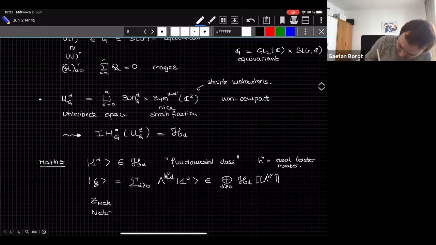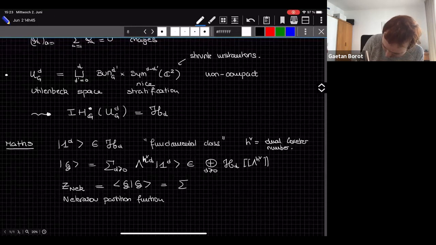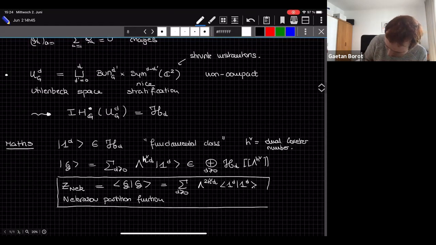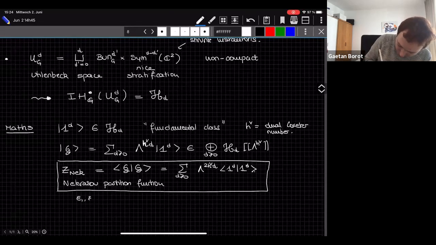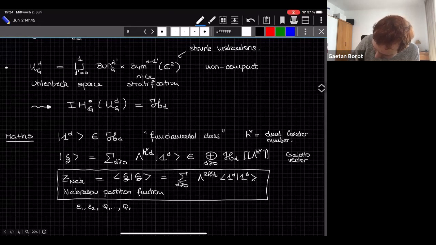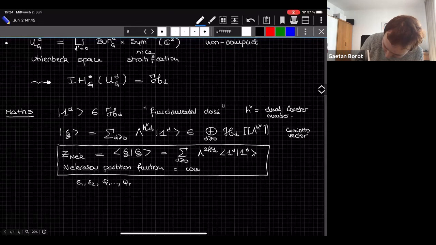instanton partition function, which is also called the Nekrasov partition function, would be defined as the norm for the intersection pairing inside this cohomology ring of this G. So the different D don't talk to each other. So what I have is lambda to the 2 dual Coxeter number D, and then the intersection pairing of this fundamental class. And that's what we really want to compute. And it's going to depend on all the equivariant parameters that we have. So this vector here, it's called the Gaiotto vector. And so when we take the norm, we get the partition function. And so this is counting instantons.